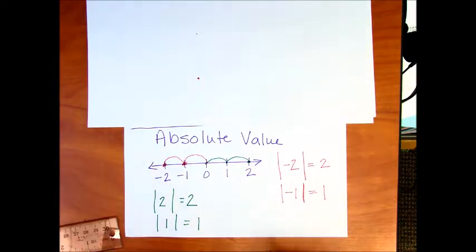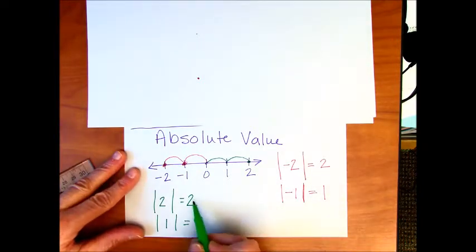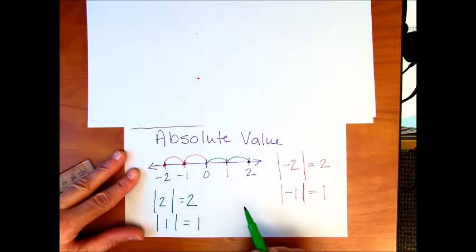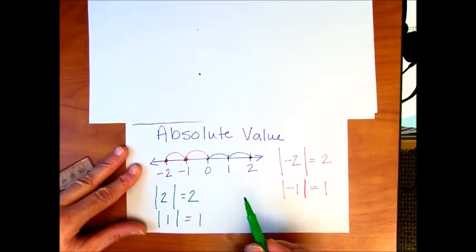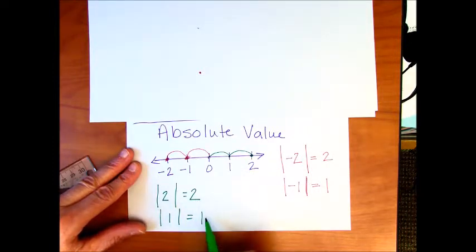Now I want you to take note that the answers for all of these problems happen to be positive numbers. And that's going to be the case for absolute value problems. When you're taking the absolute value of either a negative or a positive number, your answer is going to be a positive number.